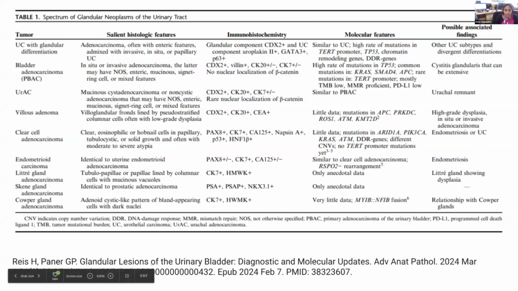Just a recent update of the glandular lesions in March 2024 by Paneer and Rees group. I put a table, so if anyone's interested. We also had a glandular lesions talk by Dr. Meyer and Dr. Chandra some time back. So if anyone has not yet joined the BAUP Wednesday meeting, please make sure you join. It's quite useful, very practical solutions.